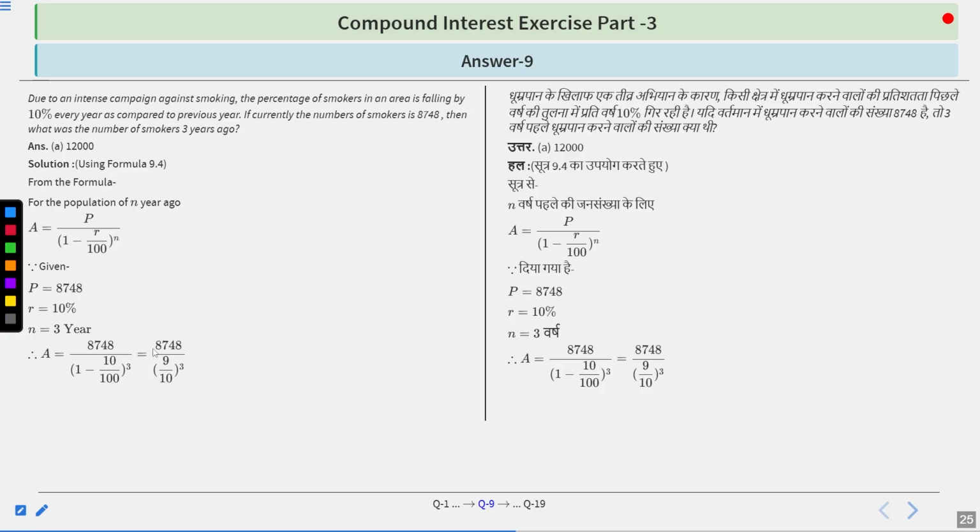That is equal to 8,748 upon 1 minus 10 upon 100, which is 9 upon 10, whole cube. That becomes A equal to 8,748 into 10 upon 9, since 9 upon 10 moving to the numerator becomes 10 upon 9, and the power is 3. So 10 upon 9 into 10 upon 9 into 10 upon 9. That is equal to 12,000. Therefore, the number of smokers 3 years ago was 12,000. Option A is the correct answer.